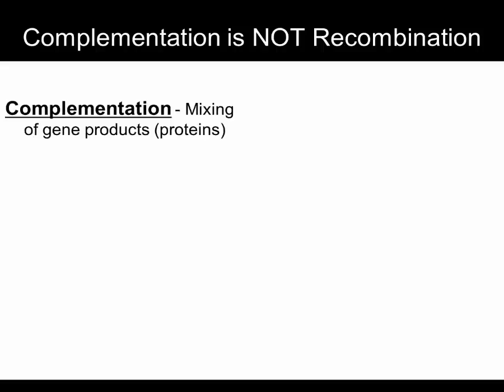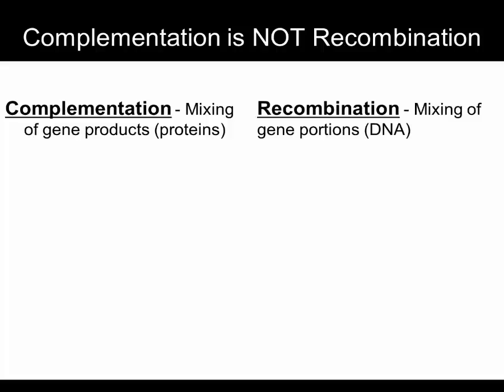Now, complementation and recombination are very easily confused, so let's take a moment to review how they differ. In complementation, there is no exchange of DNA. The wild-type phenotype appears because each chromosome produces a different functional gene product, together giving the cell both required proteins. In recombination, true wild-type chromosomes are formed due to crossing over.